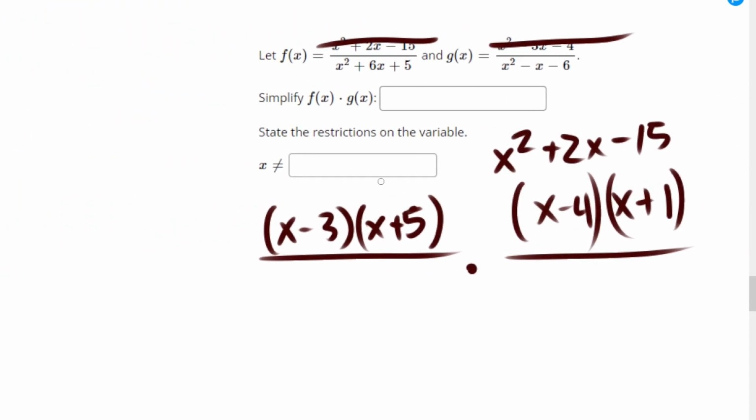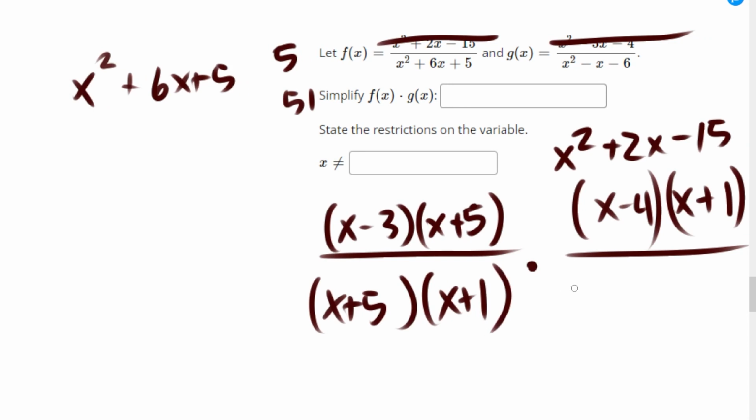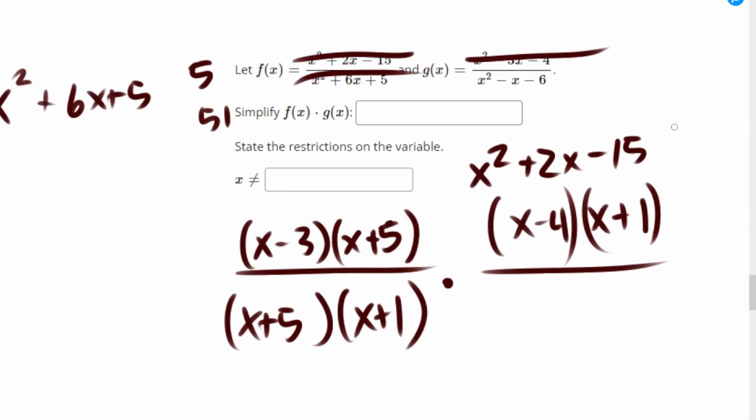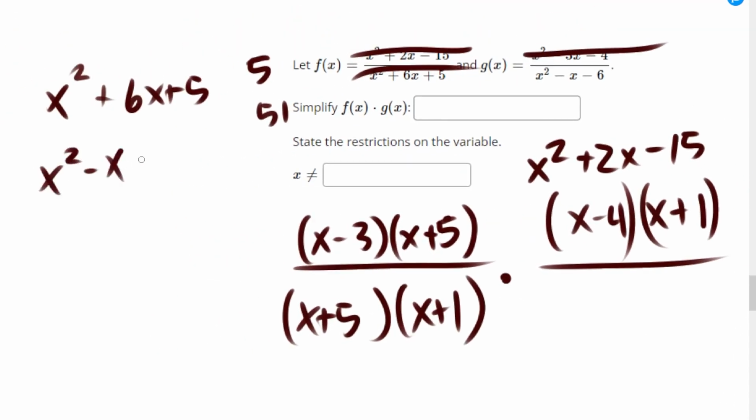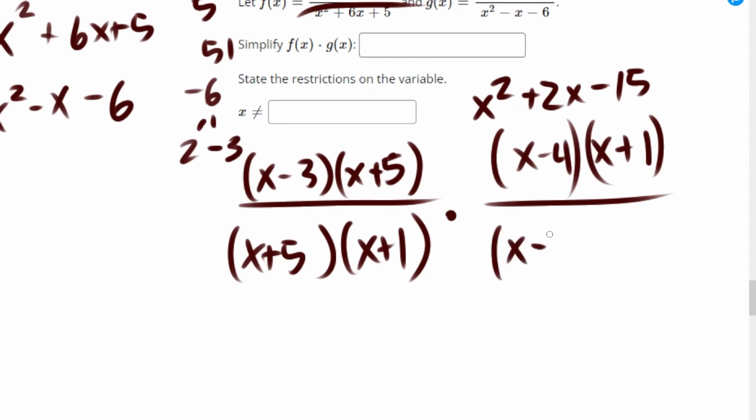So now we can look at x squared plus 6x plus 5. We can do the AC method. So 5 and 1 look like our best bets. x plus 5 and x plus 1. And then the last one is going to be x squared minus x minus 6. So negative 6, 2 and 3. Looks like negative 3 is our best bet here. So x plus 2, x minus 3.